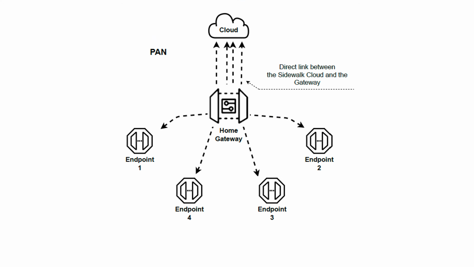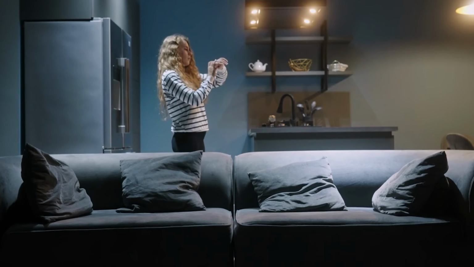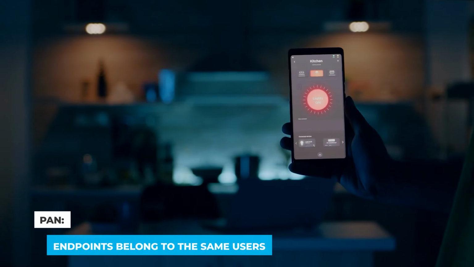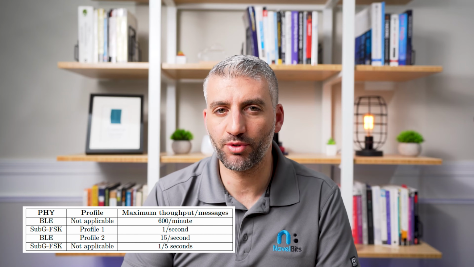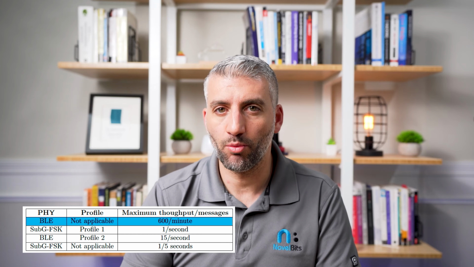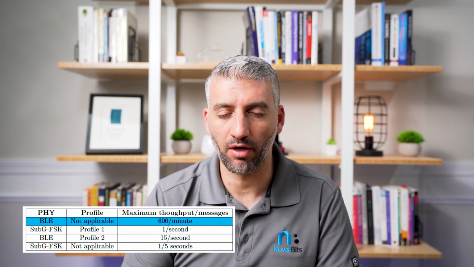Now let's talk about the second scenario, PAN, or Personal Area Network. The Sidewalk network operates in PAN mode when involving only endpoints and gateways that belong to the same user. This allows the user to set their own data usage limits and routing prioritization. The PAN uses BLE for communication between the endpoints and the gateways. Similar to the WAN, the PAN restricts the number of messages over BLE, but to 600 per minute, and if exceeded, the device may be disconnected from the Sidewalk network.